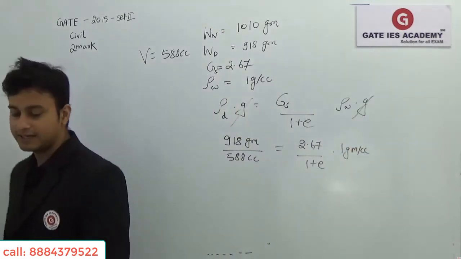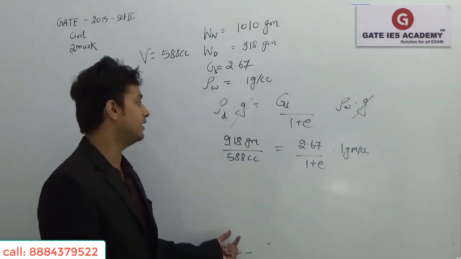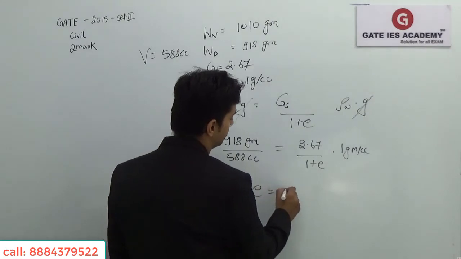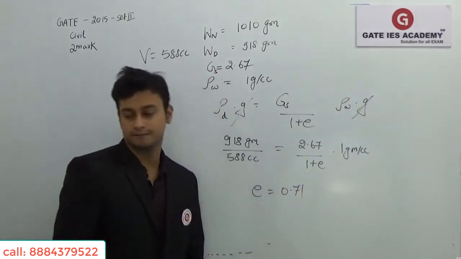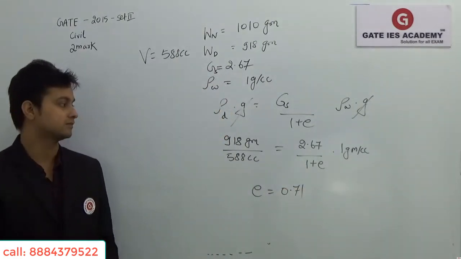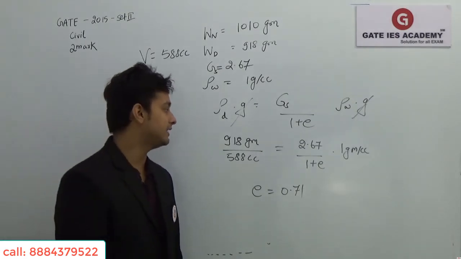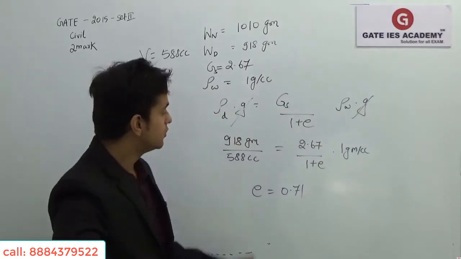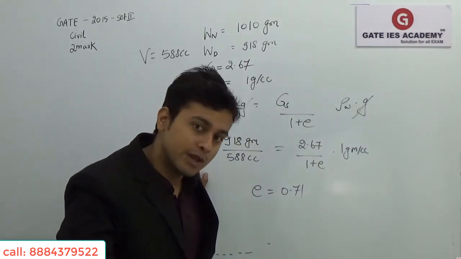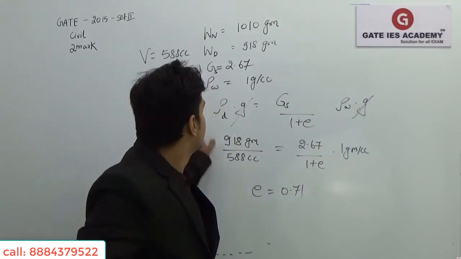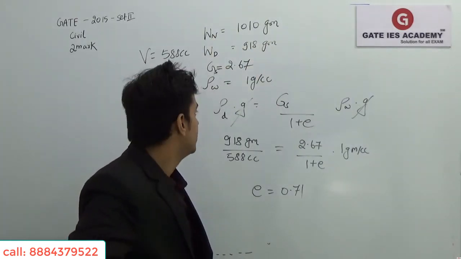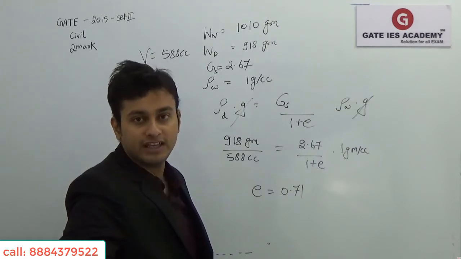So this is a very simple equation which I have created over here, and then you just have to find out E, and E will come out to be 0.71. This is how we solve these simple questions. Gram per cc should be there on both sides. Don't get confused between density and unit weight. You don't have to calculate that. The weight of natural soil was given just for example. So we know GS, we know E.